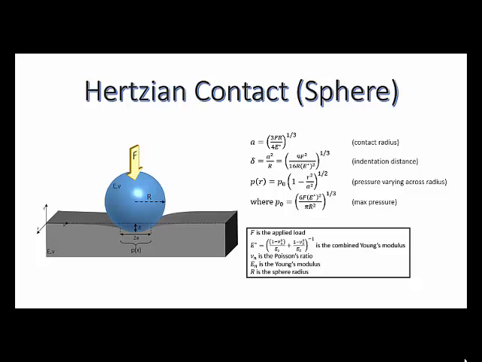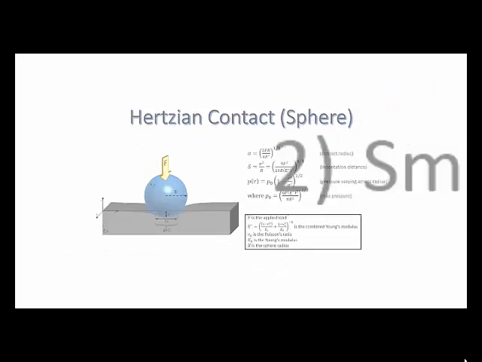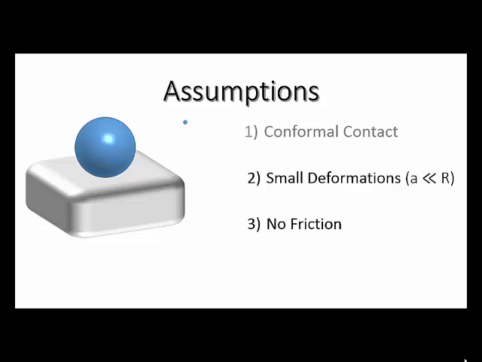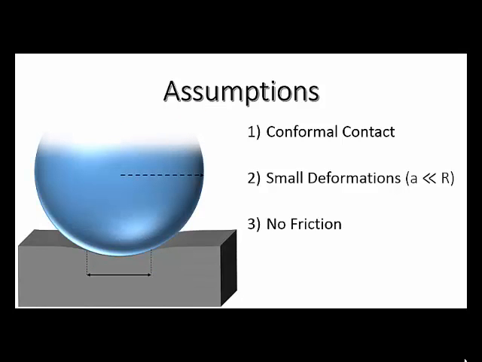But to apply Hertzian contact, we must make several critical assumptions. First of all, we assume conformal contact. In other words, at the first moment of contact, the contact shape is one-dimensional, either a line or a point. Second, we assume small deformations. This means that the radius of contact, a, is small compared to the radius of the sphere, R, and ensures that we remain within the elastic region for both materials. Third, we assume that no friction or adhesion occurs at the contact interface.